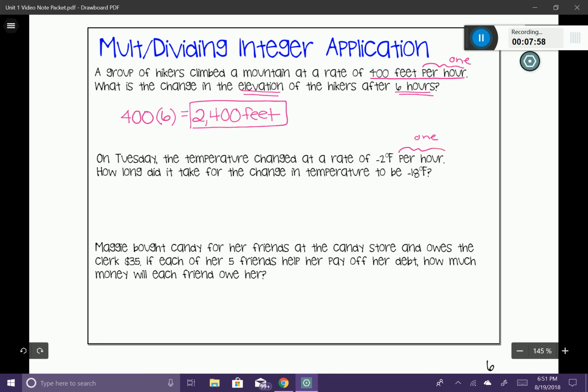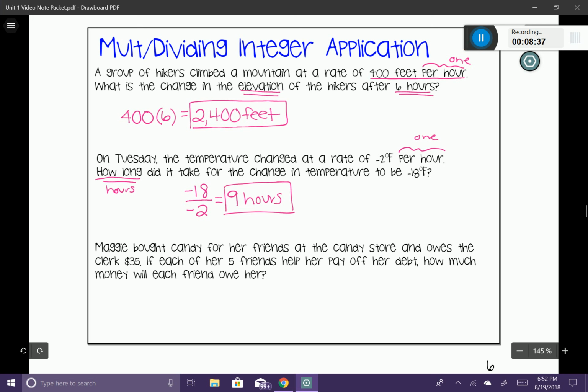We want to know how long, in hours, right? So how many hours did it take for it to get to a temperature of -18? So basically we want to take that -18 and divide it by our -2, because that's going to tell us how many hours it took to get there. And if we divide that, it's going to give us a +9. Now, a negative divided by a negative gives us a positive, because it wouldn't make sense to say -9 hours, right? So 9 hours will be our final answer.